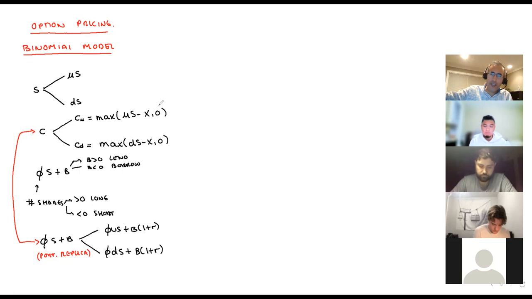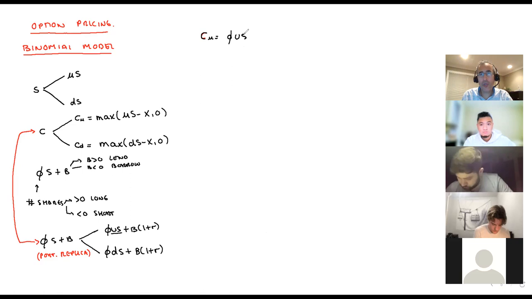Okay, so I can take the first one. I know that by construction, guys, CU must be equal to this part here: psi US plus B(1+R). And of course, CD should be equal to psi DS plus B(1+R). Make sense to you?